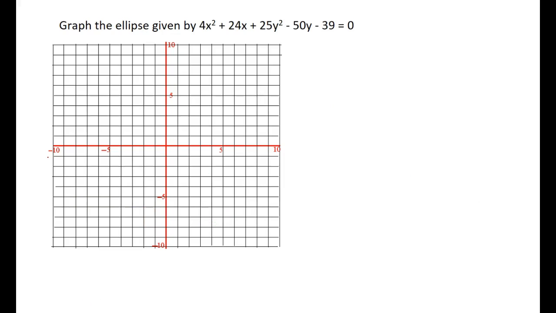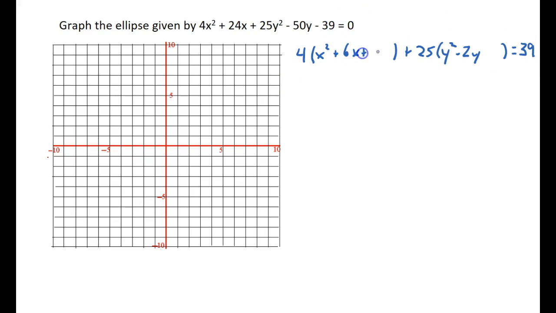Now you won't always get the equation of your ellipse in nice standard form. Sometimes you have to do a little work. So let's take a look at this example. I've got 4x squared plus 24x plus 25y squared minus 50y minus 39 equals 0. So I'm going to factor out a 4 from the x terms, leave a space, factor out 25 from the y terms, leave a space, and bring the constant over to the other side.